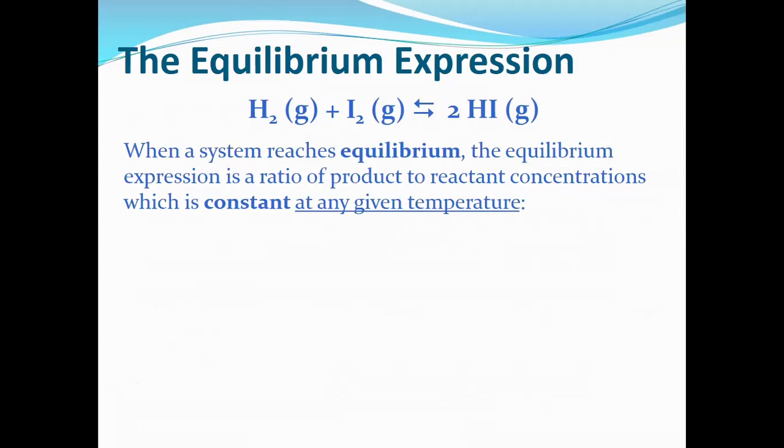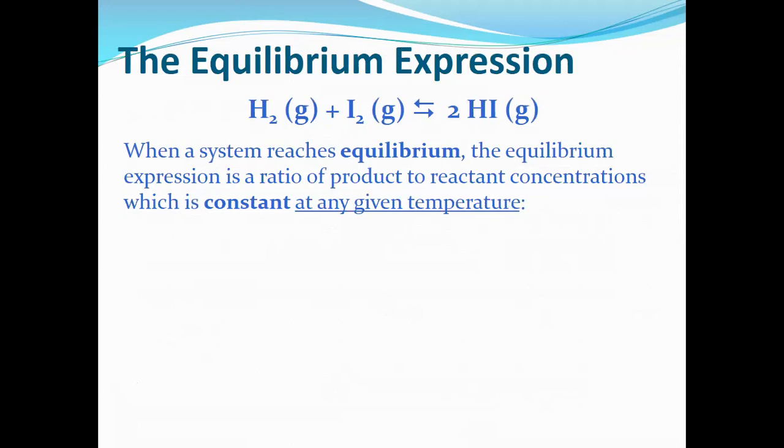If everything were aqueous, that would also be a homogeneous equilibrium. If everything is the same phase, it's homogeneous. If there were solids and gases, then that would be a heterogeneous equilibrium, and we'll deal with those later on. So now we're just looking at a homogeneous equilibrium. Hydrogen and iodine makes HI.